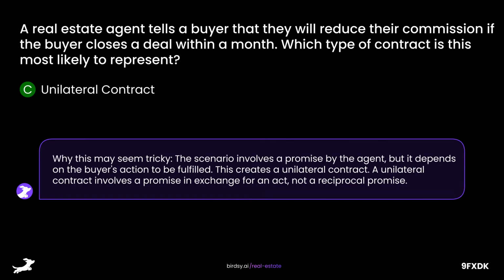Why this may seem tricky. The scenario involves a promise by the agent, but it depends on the buyer's action to be fulfilled. This creates a unilateral contract. A unilateral contract involves a promise in exchange for an act, not a reciprocal promise.